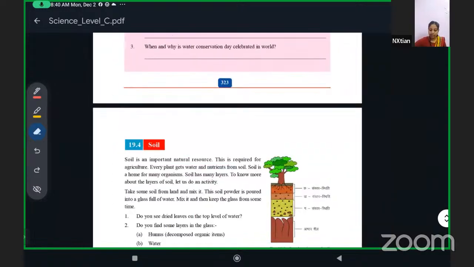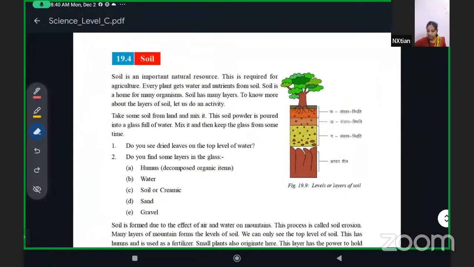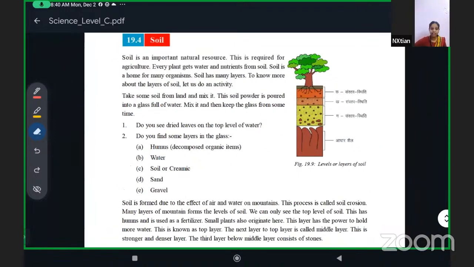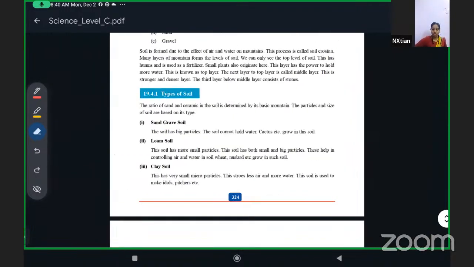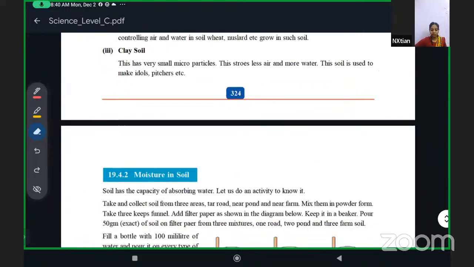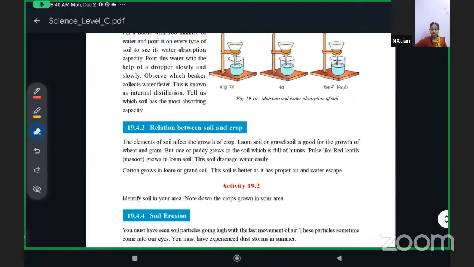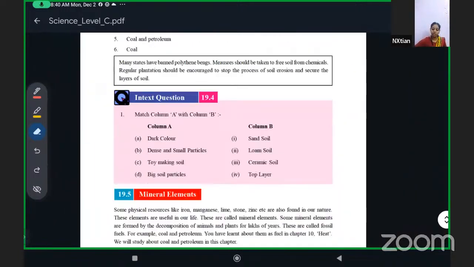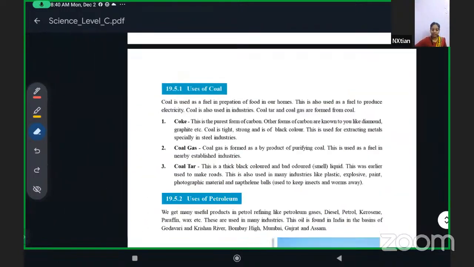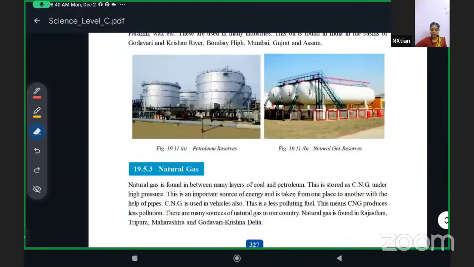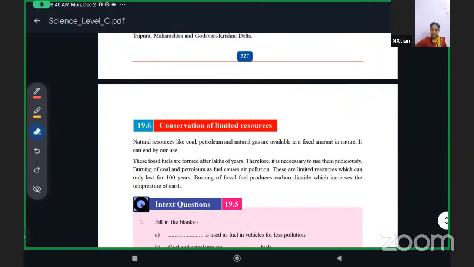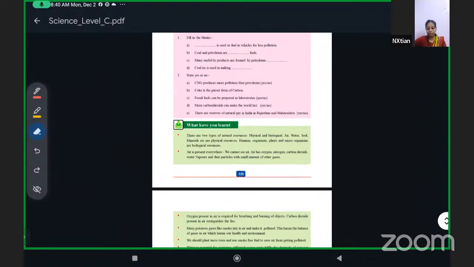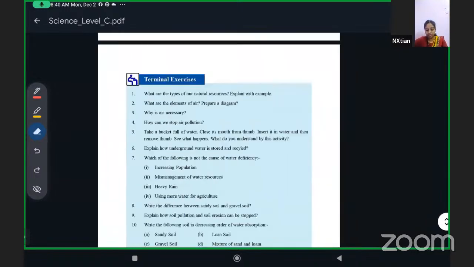All right. Then we have soil. Layers of soil, please do. This is important. Layers of soil diagram. Types of soil also please do. Then relation between soil and crop, soil erosion, we have soil pollution, and then mineral elements we have. Coal, petroleum, and natural gas, and conservation of the resources. So this is how you will be preparing for this chapter.